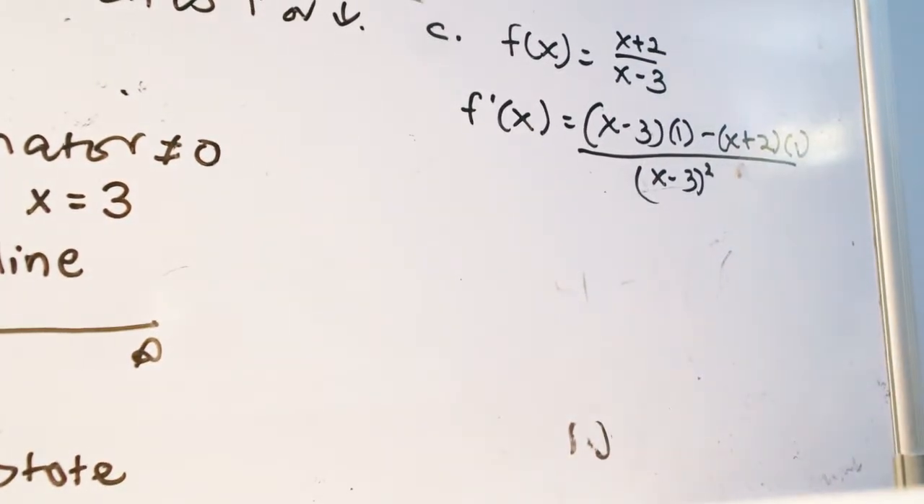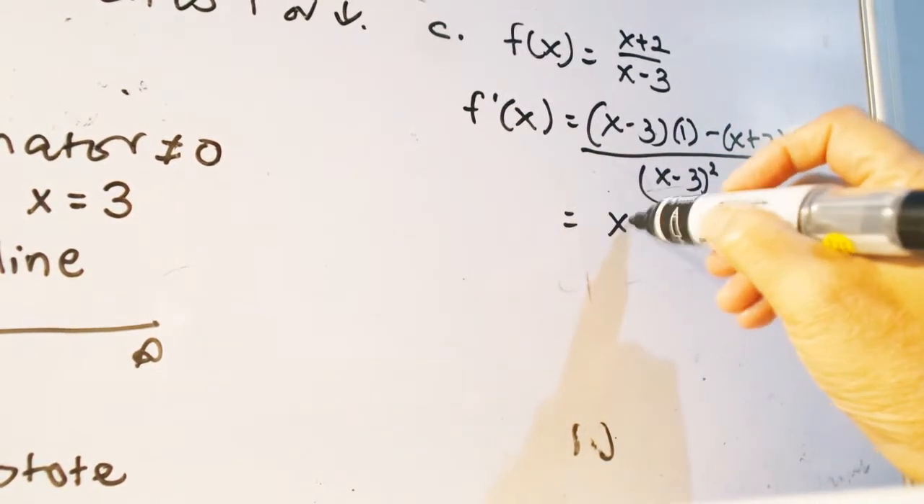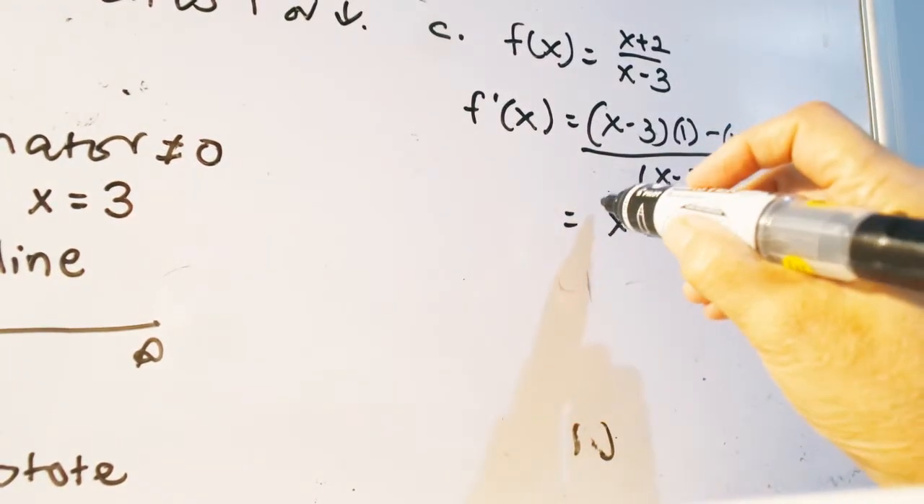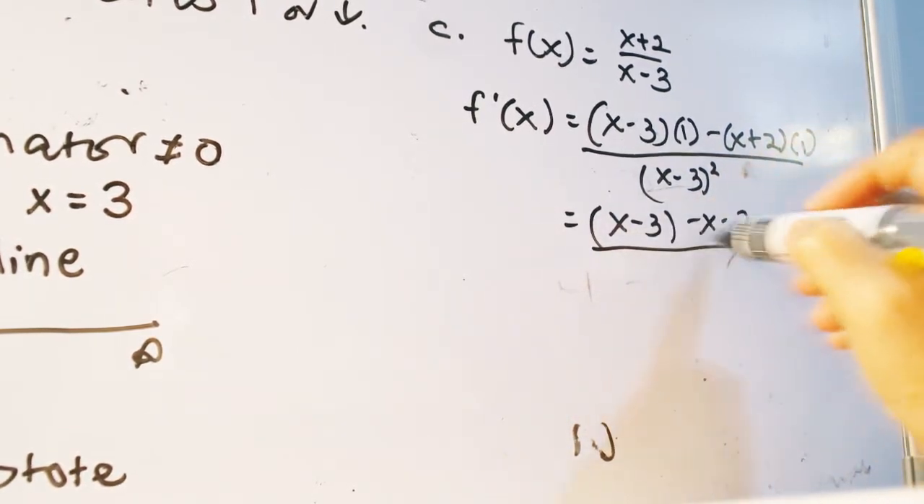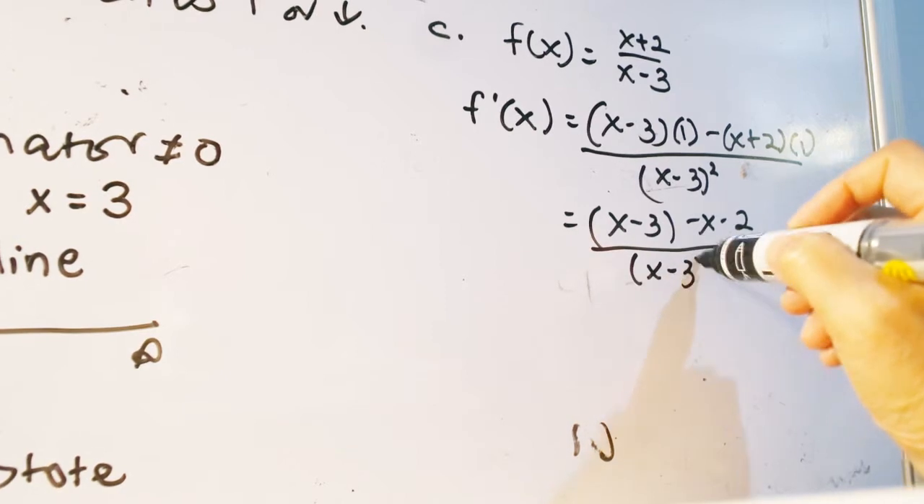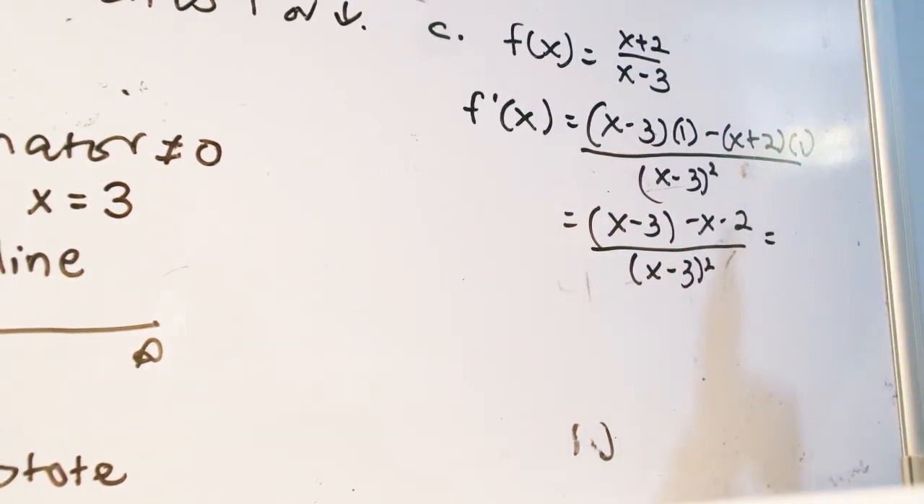So let's solve that. x minus 3 minus x minus 2 over x minus 3 squared, and you will get minus 5 over x minus 3 squared.